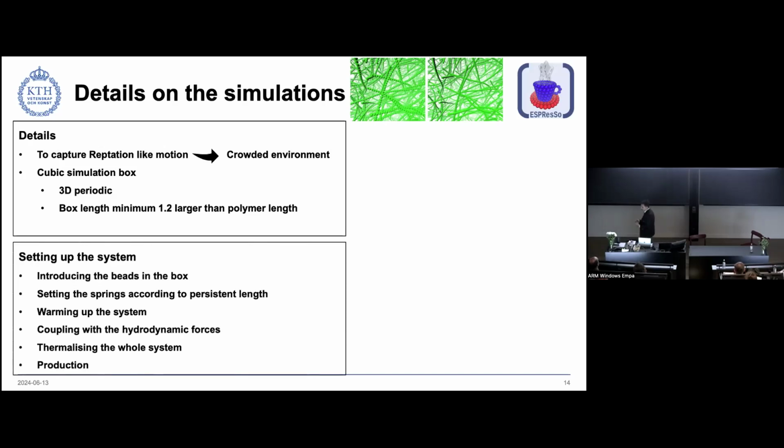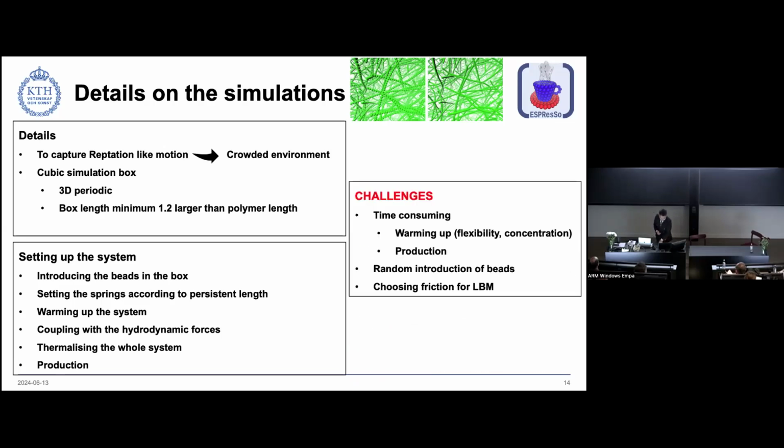And the procedure is this: we introduce the beads into the box. We set the springs according to the persistence lengths that I define for the polymers, and we warm up the system. Then when the polymers get their shape, we couple them with the hydrodynamic forces, and we thermalize the whole system together and prepare it for production.